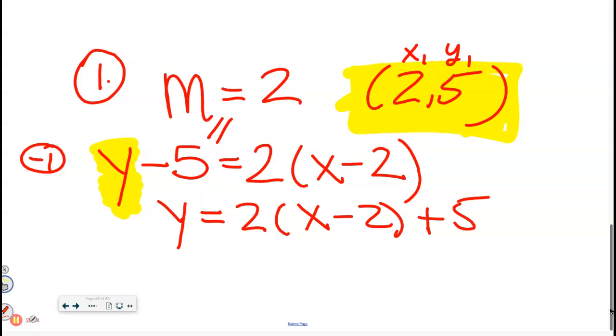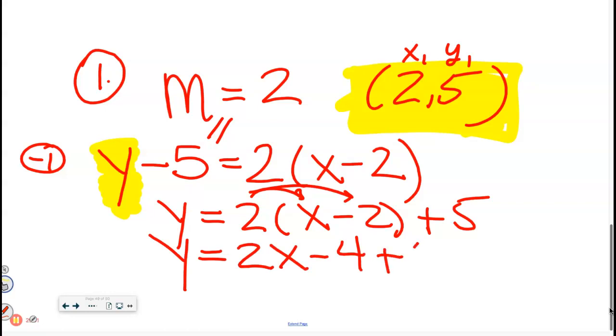I'm not sure. What's wrong with it? Somebody who hasn't answered anything yet. What else do I need to get rid of? Someone on this side. Go ahead. The parentheses, Emma. Yep. So let's distribute. y equals 2x minus 4 plus 5. That would definitely be just a half off.